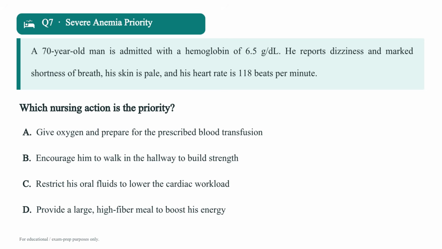A. Give oxygen and prepare for the prescribed blood transfusion. B. Encourage him to walk in the hallway to build strength. C. Restrict his oral fluids to lower the cardiac workload. D. Provide a large, high-fiber meal to boost his energy. Pause and choose.